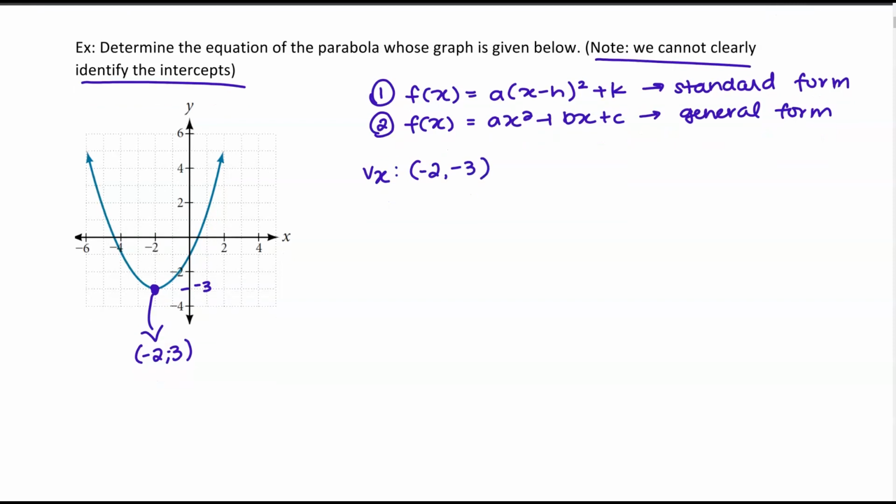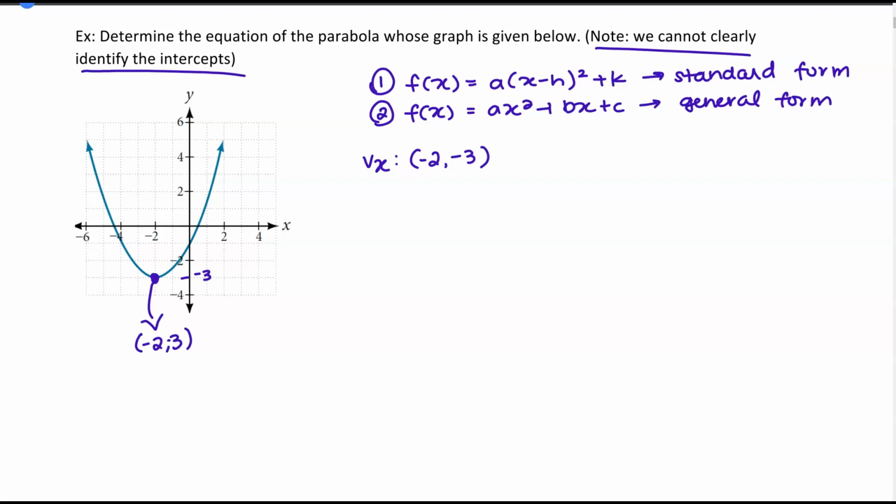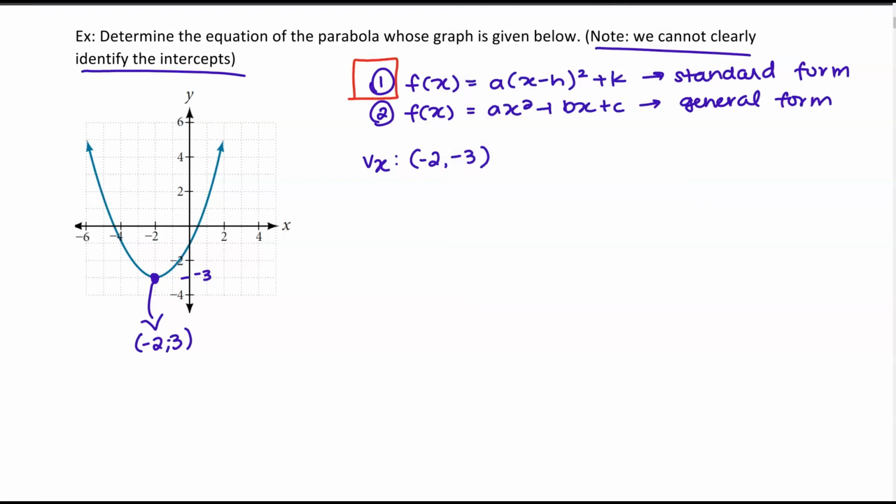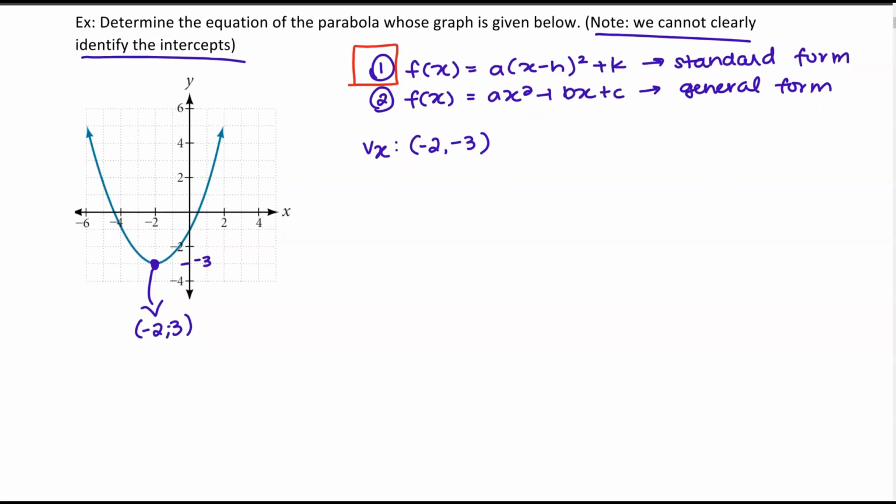Okay, so because I have the vertex, this tells me that my best choice to use would be equation one, the standard form. So we're going to have f of x is equal to a(x minus, so now instead of h, we're going to go ahead and plug in -2) squared minus 3. So I plugged in my vertex there.